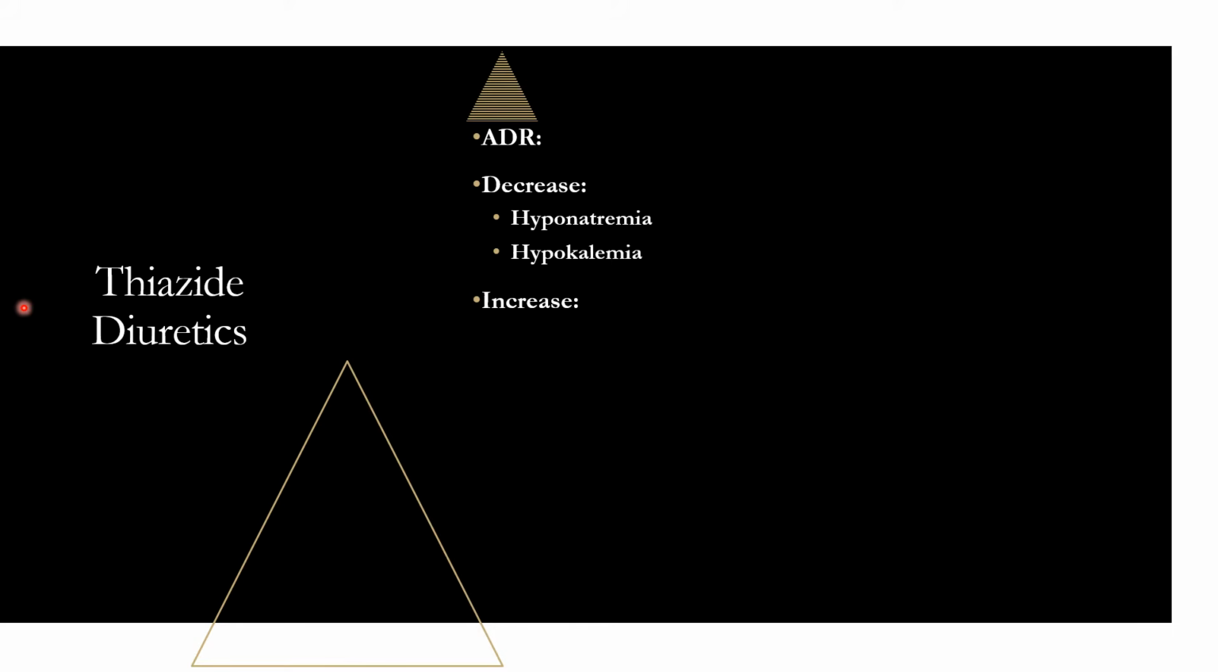Now, what's going to increase? You're going to have four things that you're going to see increase with thiazide diuretics. So hyperuricemia, gout-related, increased uric acid. Hyperglycemia, mild increase in your blood sugars, possible with thiazide diuretics. Hyperlipidemia, as well. This is another mild increase in your lipid panel. And then hypercalcemia, so potentially an increase in calcium level. So these are the four things that you're going to see increase in thiazide diuretics.